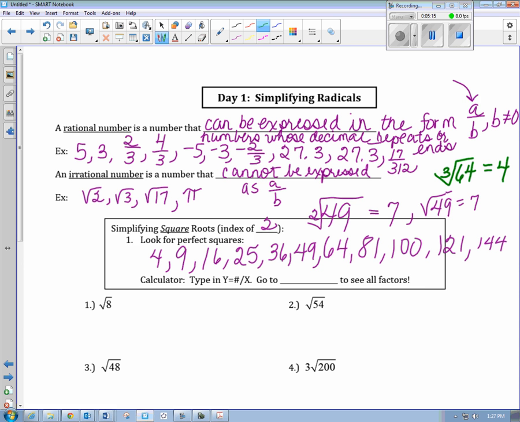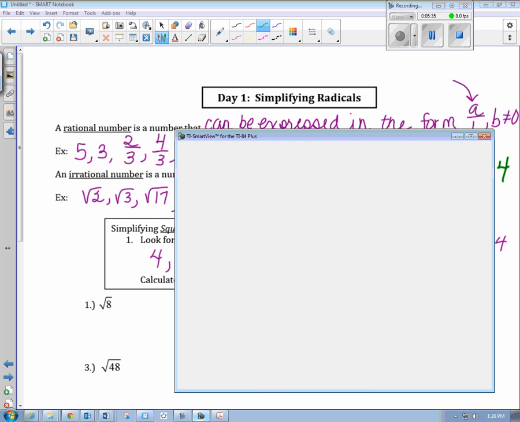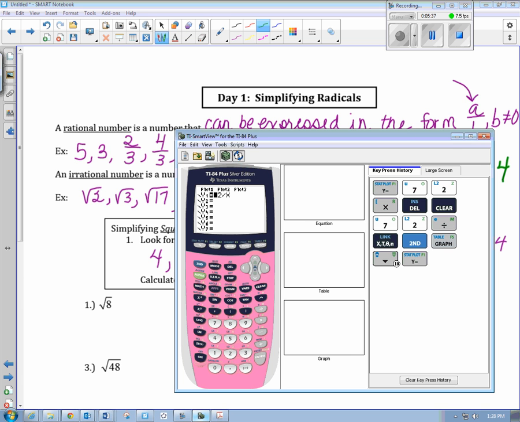If by chance you're working with numbers and you don't know the factors of them, it is always possible to take whatever number you're working with and put it into your calculator using this. So go to your y equals button, and then whatever the number is that you need to know the factors of, divided by x. So I'm going to pull up my calculator here, and let's suppose that we were looking for all of the factors of 72.